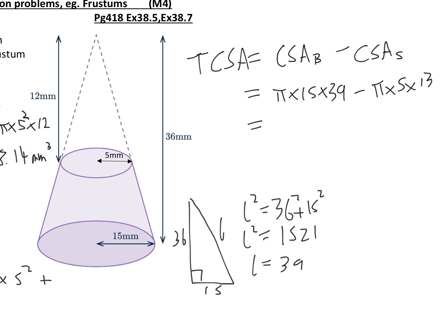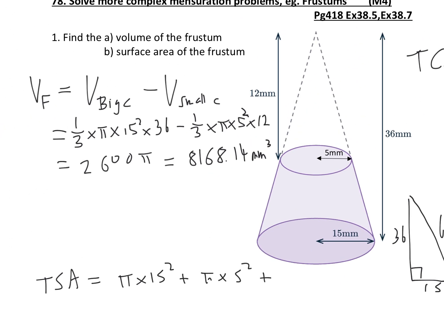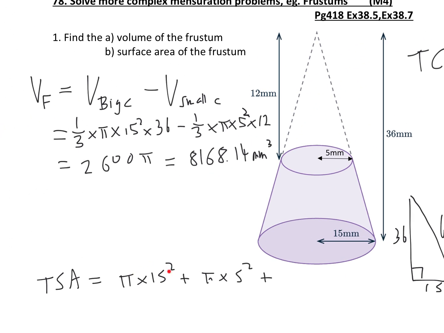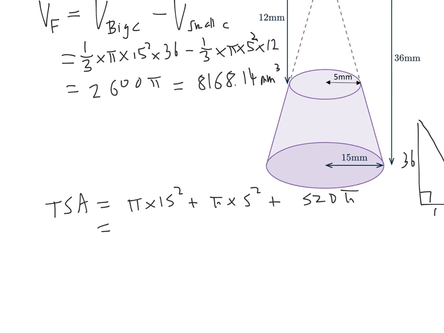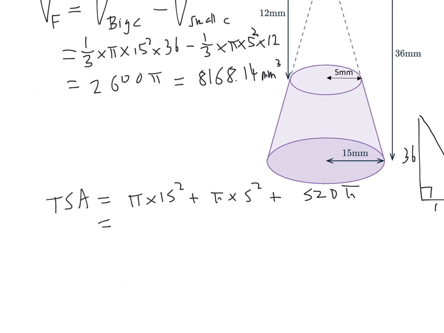That works out to be 520 pi. So we can add on here, we had our bottom circle, our top circle, and then the curved surface area we just found out, 520 pi. To put that all in the calculator, that gives us 770 pi, or 2419.03, and that's millimetres squared.